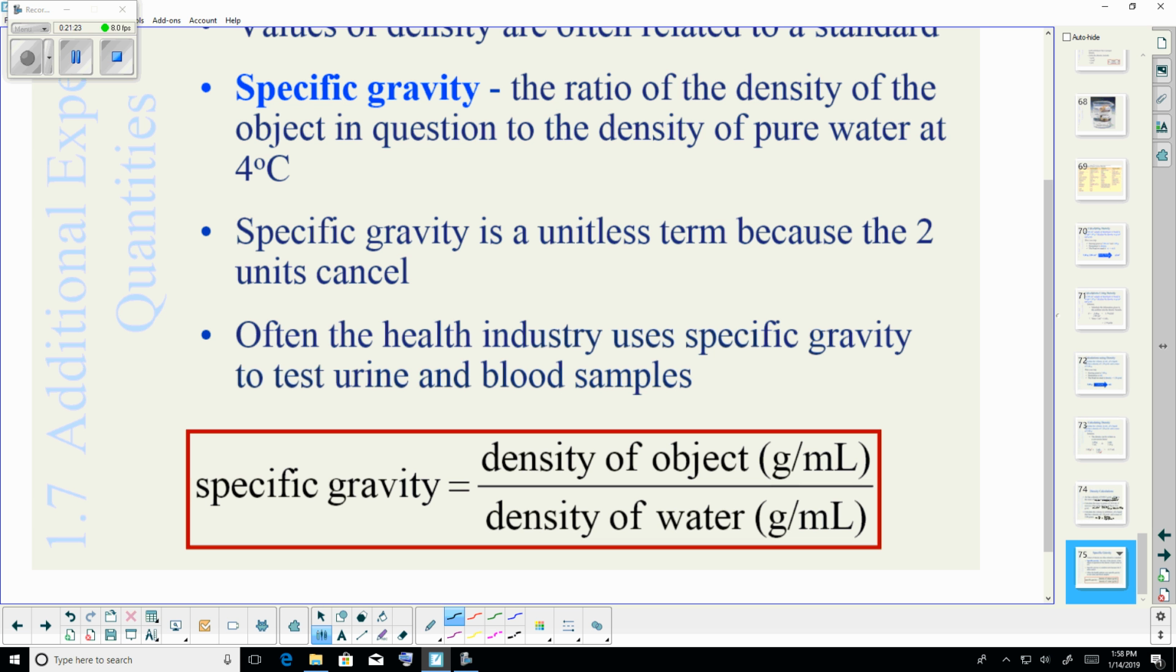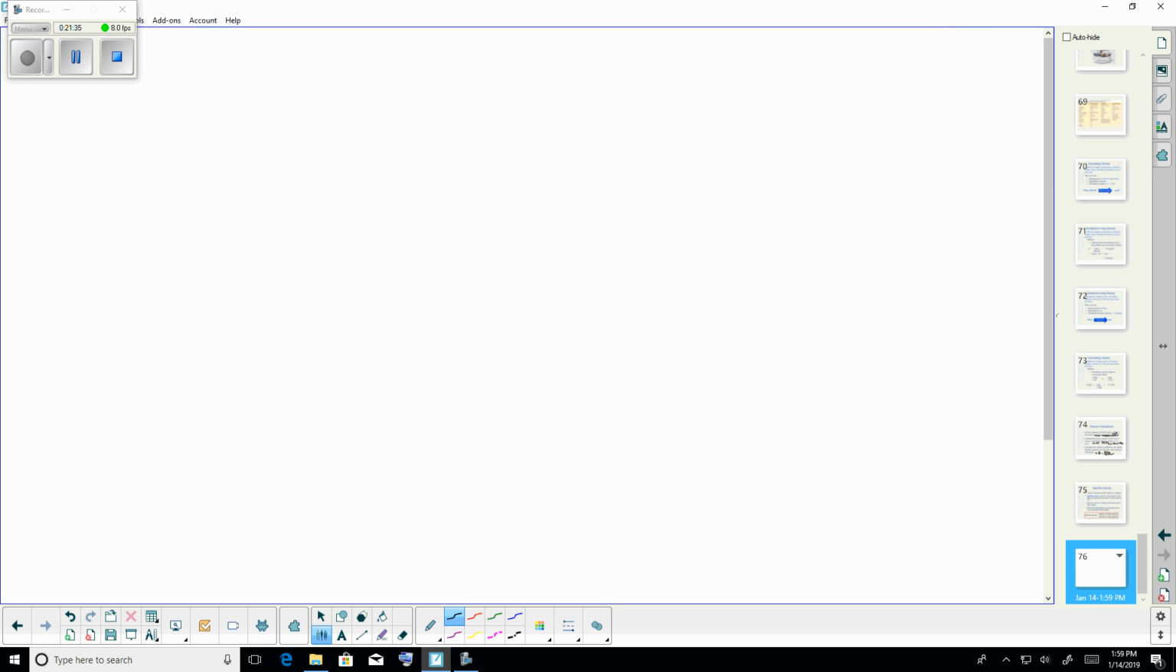Questions on specific gravity? Density. Okey-doke. All right, that was the end of that.